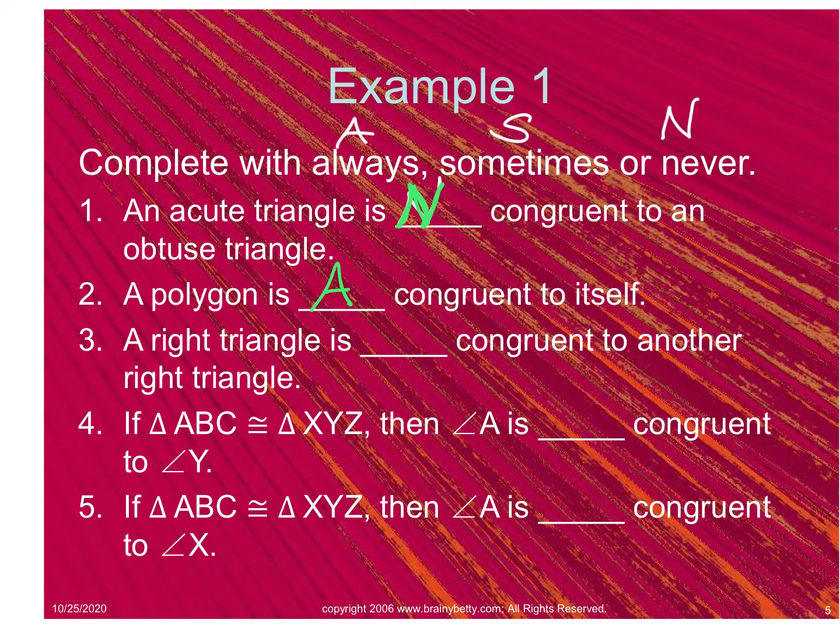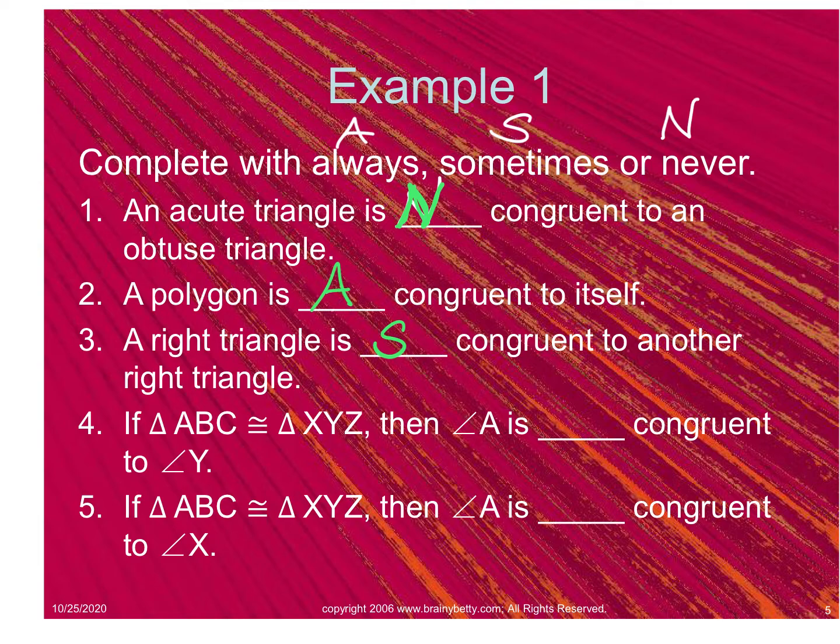Next one, a right triangle is blank congruent to another right triangle. This one would be sometimes, because definitely it would have a right angle that matches, but the other two acute angles could be 40 and 50 or 30 and 60, and then it wouldn't be congruent, because congruent figures need to have all the angles match, same angles.